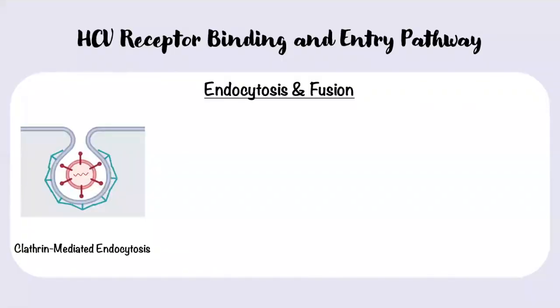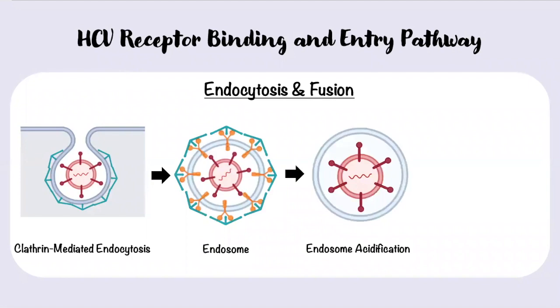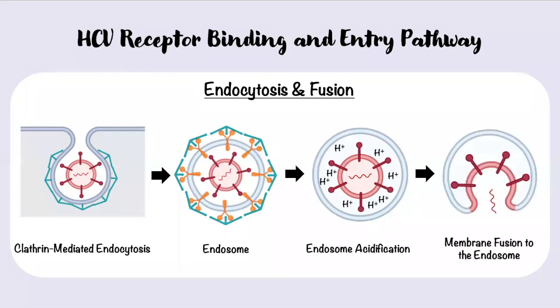The viral particle then enters the cell through clathrin-mediated endocytosis. Once in the cell, the endosome becomes acidified, which induces conformational changes in the viral glycoproteins. This allows the virus to interact with the endosomal membrane through receptors including CD81. This is followed by the fusion of the viral and endosomal membranes, allowing for the release of the viral RNA genome into the cytosol. The interaction of CD81 with the viral glycoprotein E2 plays an important role in the membrane fusion step, and this is what we will further explore now.